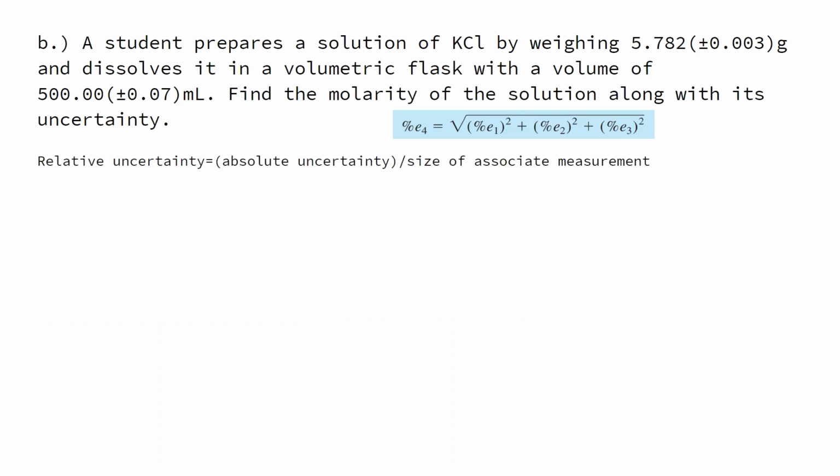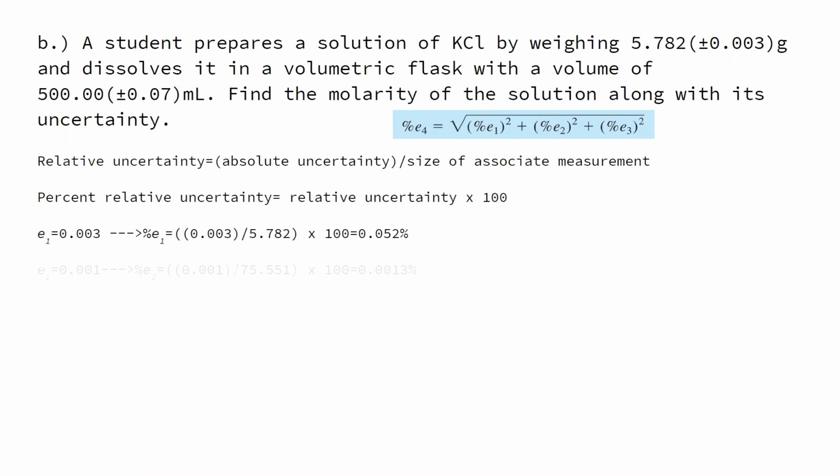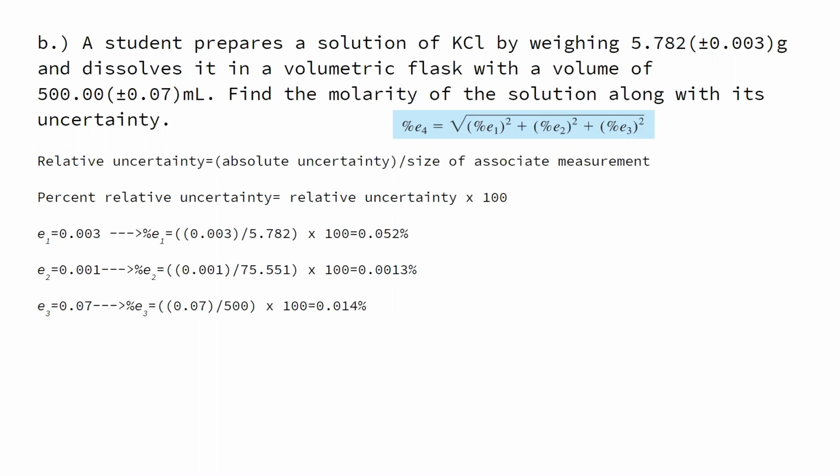We also need to know that relative uncertainty equals absolute uncertainty divided by size of associated measurement. We also need to know that percent relative uncertainty equals relative uncertainty times 100. Then we convert all the absolute uncertainties given into percent relative uncertainties. After converting to percent relative uncertainty, we can find the percent relative uncertainty of the final answer, and we get 0.054%.